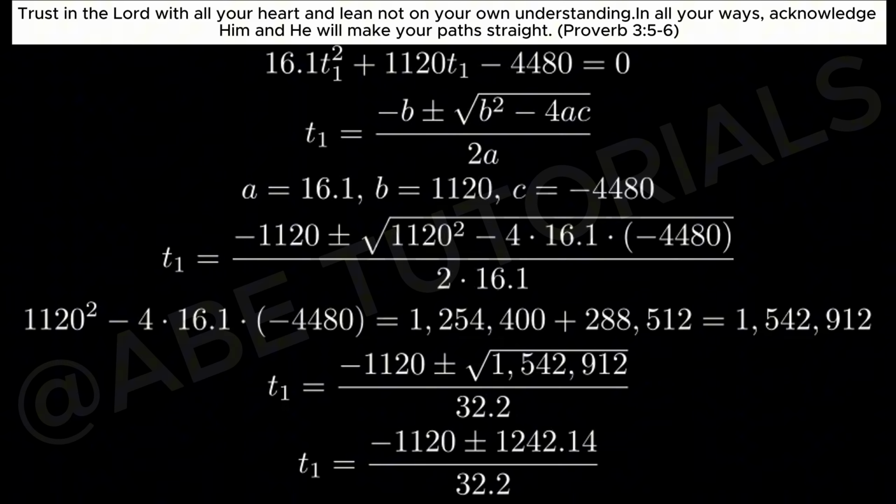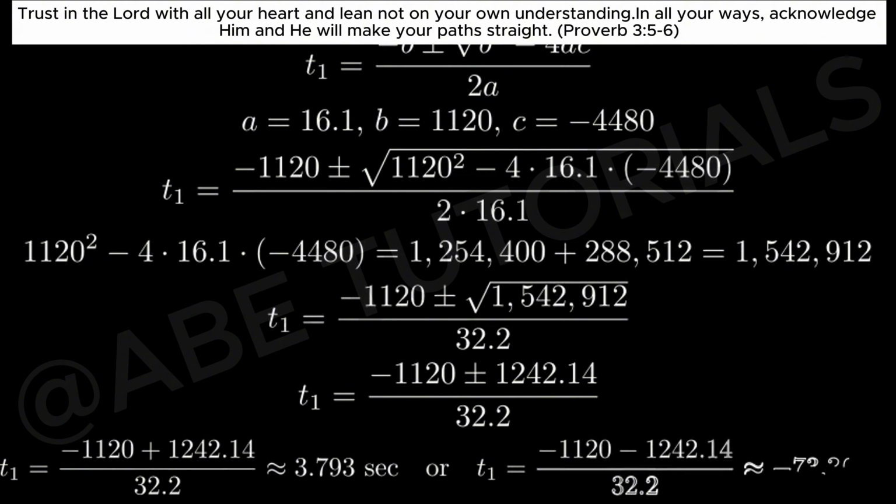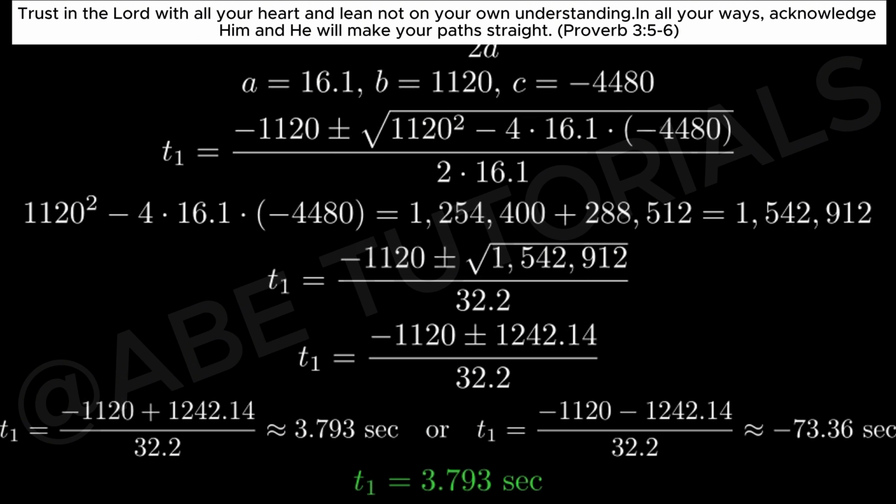So t_1 equals negative 1120 plus 1,242.14, or negative 1120 minus 1,242.14, all divided by 32.2. The first gives us approximately 3.793 seconds, and the second gives us approximately negative 73.36 seconds. Since time must be positive in this context, t_1 equals 3.793 seconds is our answer.